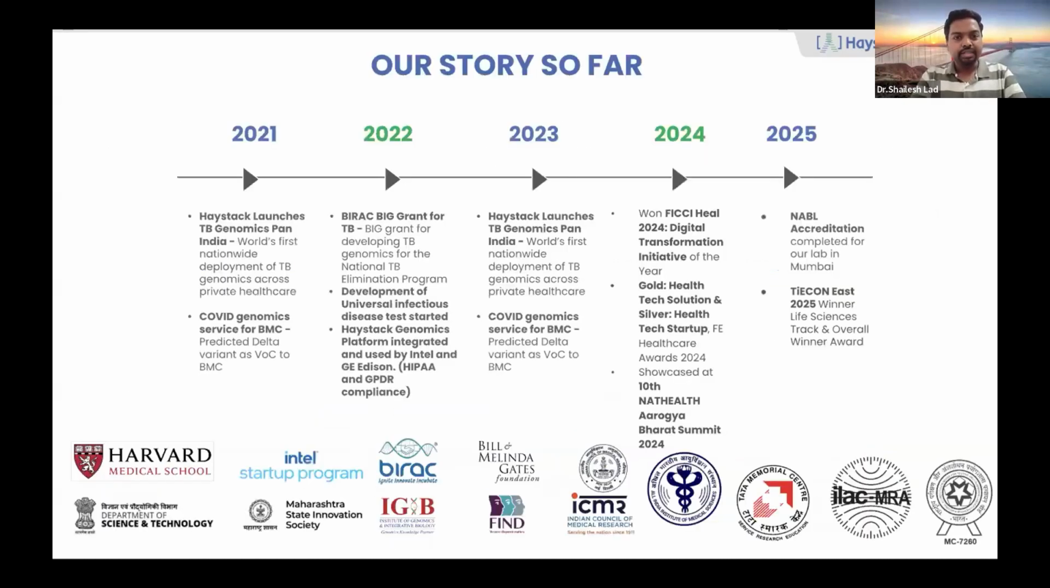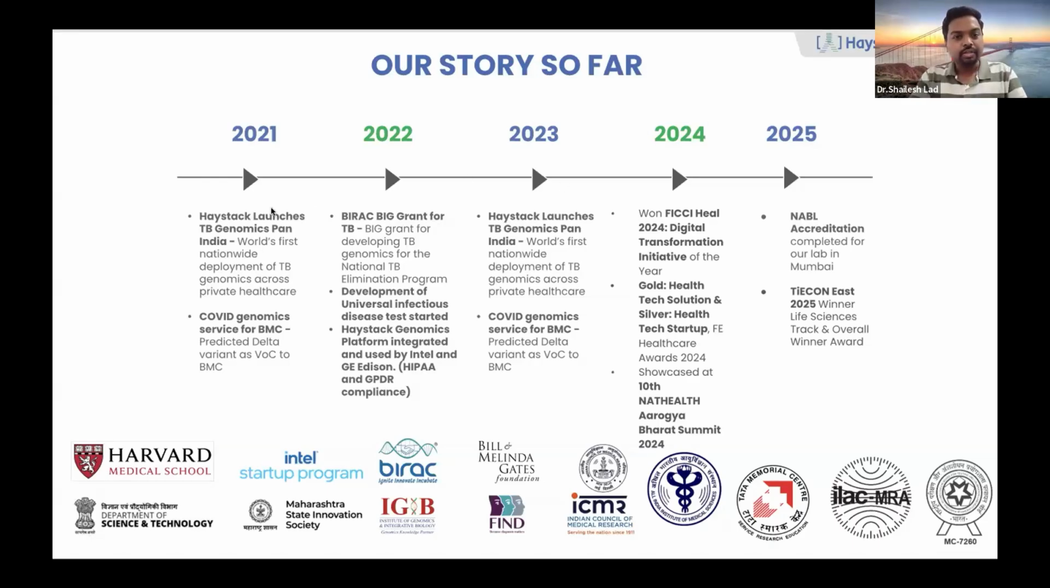To give you a brief idea of what Haystack does and what our journey has been so far: since its inception in 2019, the company has been committed to providing genomic solutions for the healthcare industry. Our first product was for detection of TB, tuberculosis. Mycobacterium tuberculosis infection is widespread in India, and for detection as well as correct treatment, it is important to know the drug response profile of the organism.